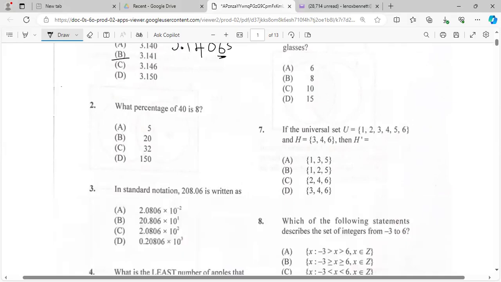Alright, what percentage of 40 is 8? So it's 8 over 40 times 100%. This was done on a previous paper.